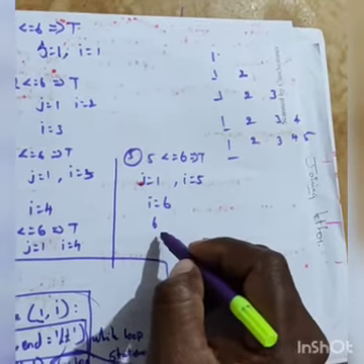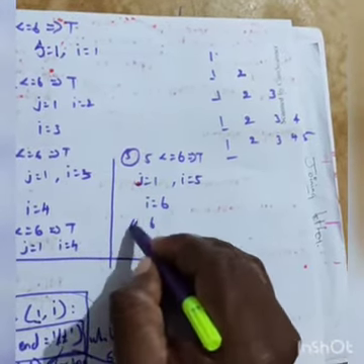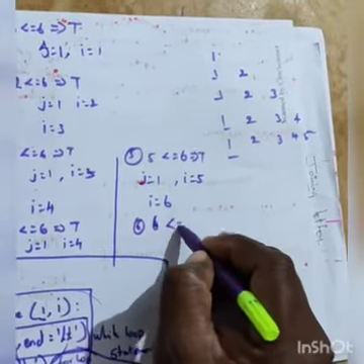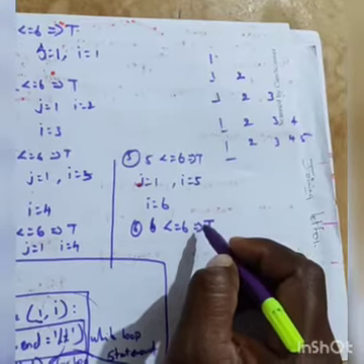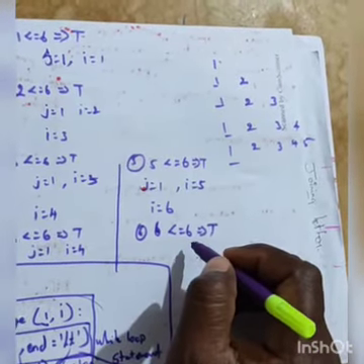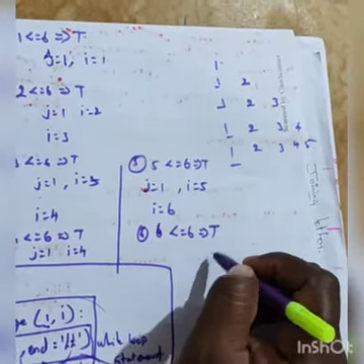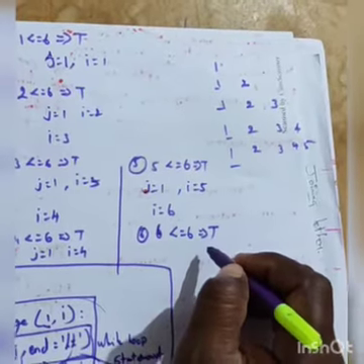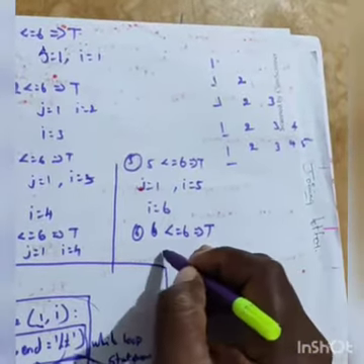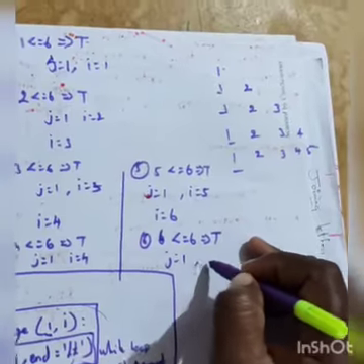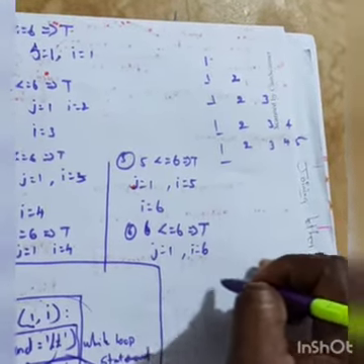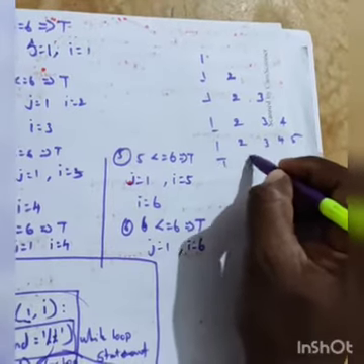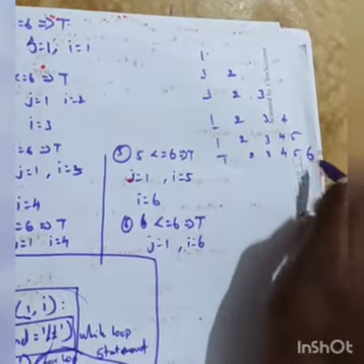I value 6. Again, what is the sixth iteration? 6 is less than or equal to 6, the condition is true. Now what is this? Again check it out. Again j is equal to 1, i is equal to 6. Now what is this? You can check it out: 1, 2, 3, 4, 5, 6.